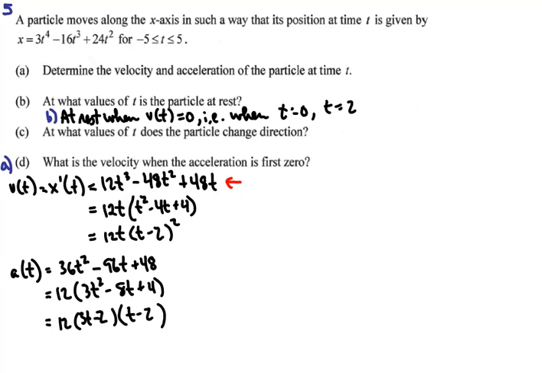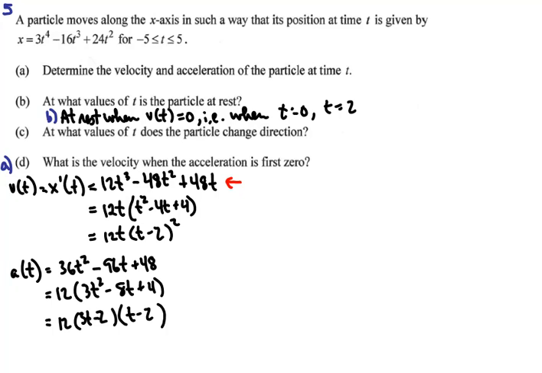Okay, and I'm ready to answer part B. At what values of t is the particle at rest? Even though it doesn't ask for justification there, I'll give my statement. It's at rest when v of t is equal to 0, and I've already done my factoring, so the answer is just pulled right off of the page. t equals 0, t equals 2, done with B.